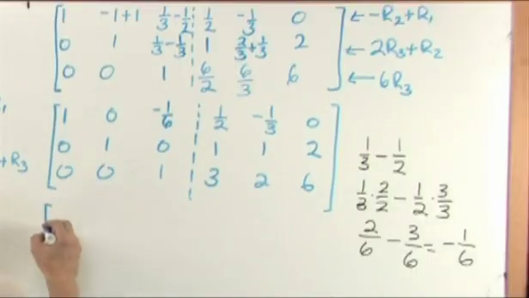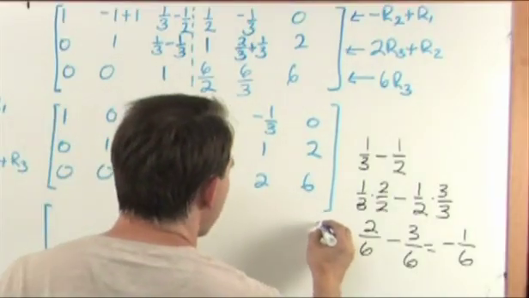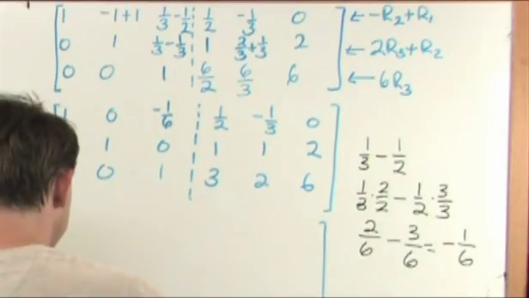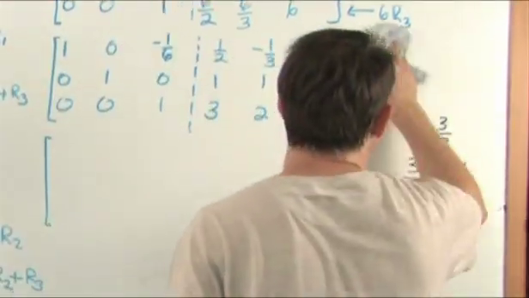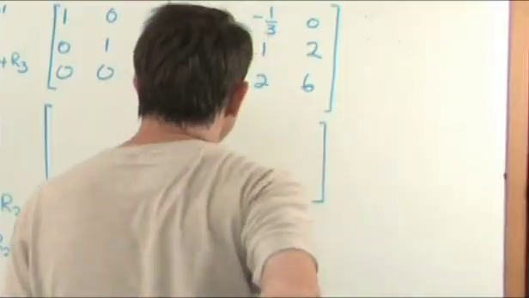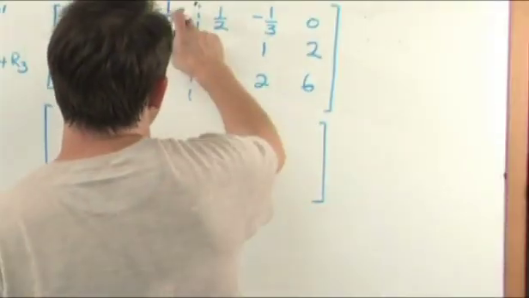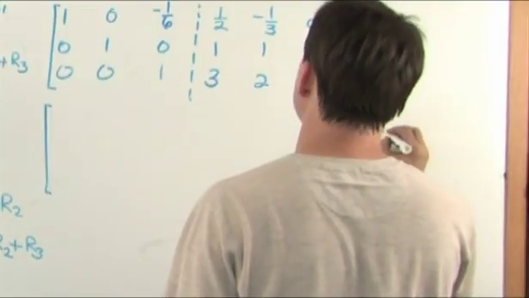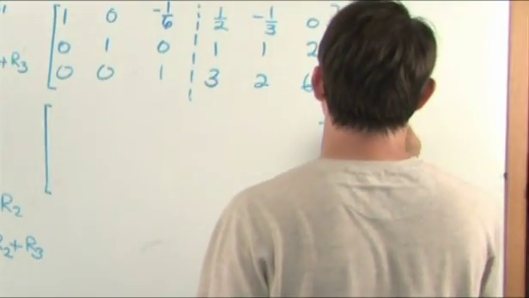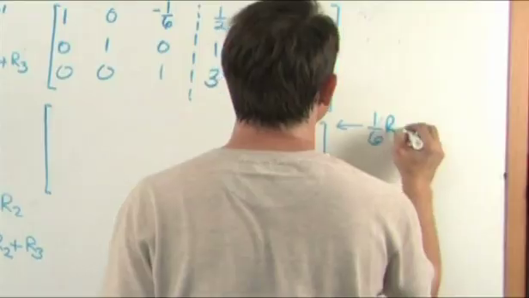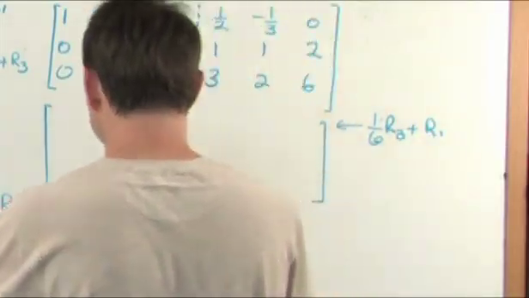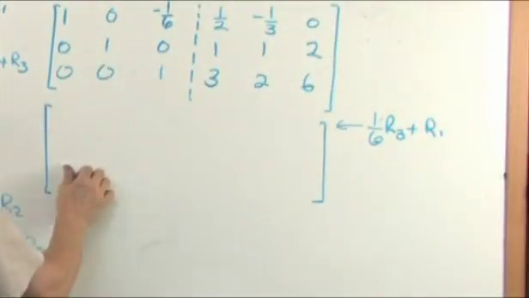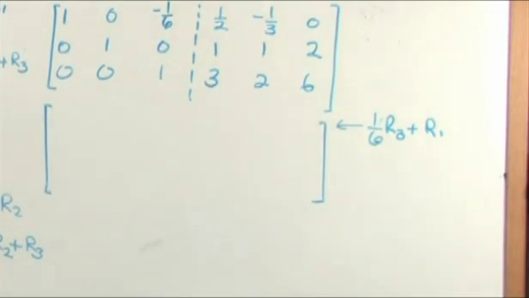So let's do that. Okay, since we're actually finished with our little margin math here, I'm going to erase it. And what we're going to do for this top row here is we're going to say 1/6 times row 3 plus row 1. That's what we're going to do. Okay? And that's going to give us 0 up there. So let's go ahead and do that.